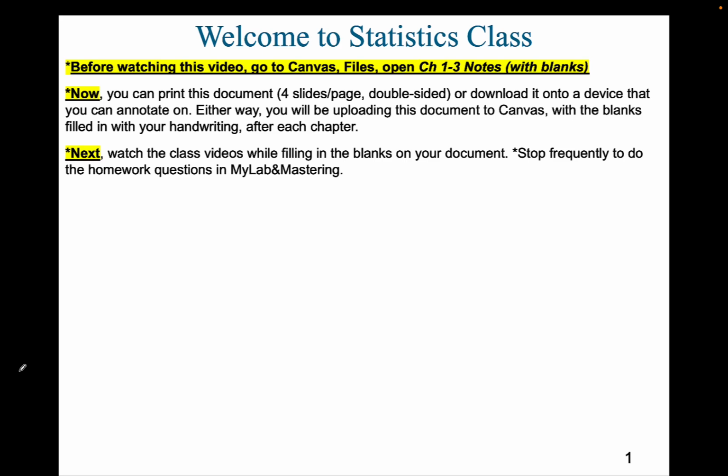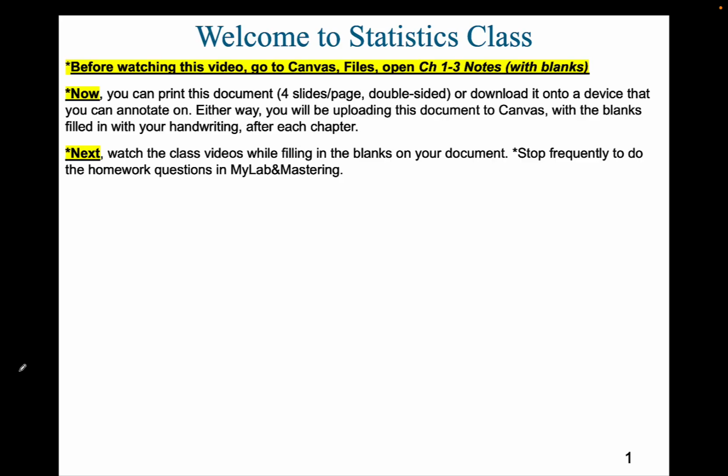All right, once you are prepared, either with your printed document or your device that you can annotate on, then you're gonna watch the videos on YouTube while filling in the blanks on that document. And you can stop as frequently as you want to try to do some of the corresponding homework in my lab in mastering. That's pretty much how the whole course is ran. You print or download the document. Then you go to my YouTube videos, you watch the video while filling in the document in your own handwriting, and then you do the homework in my lab in mastering.